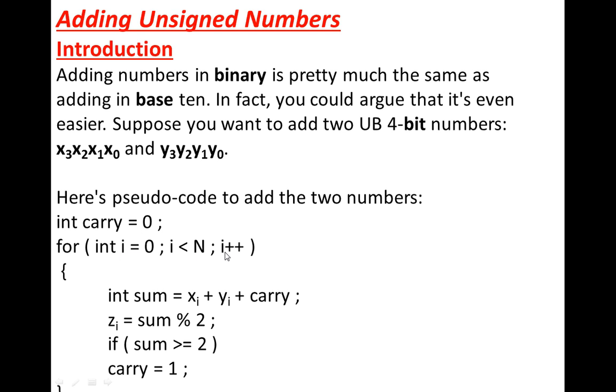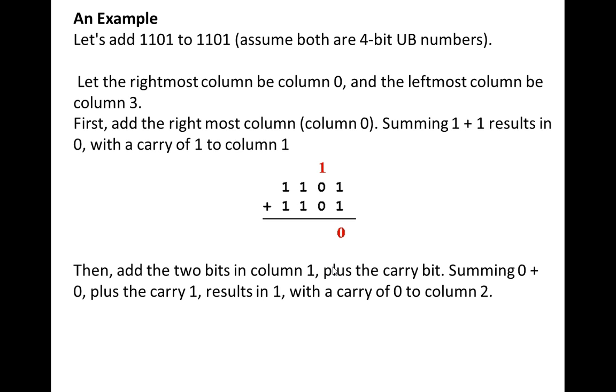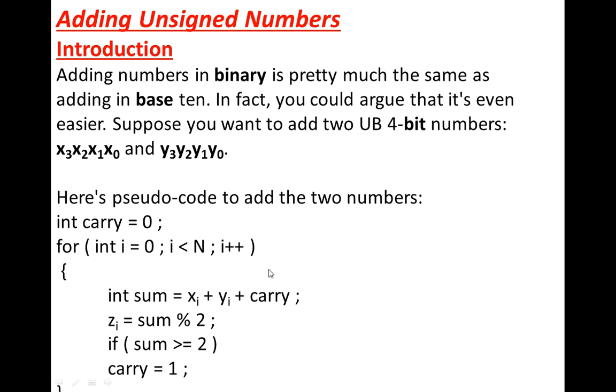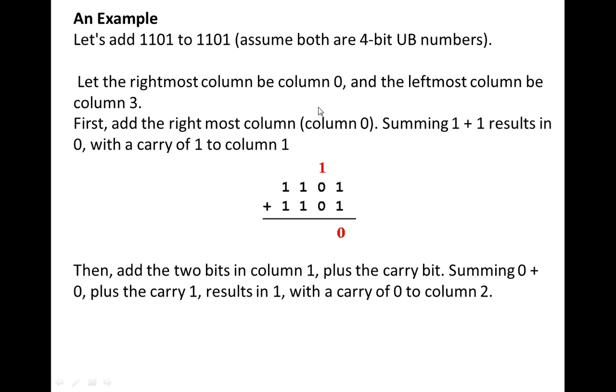Then in the next iteration, i becomes 1 and 1 is less than or equal to n, that is the n value. The condition is true. Now i is 1, so it will add x1, y1 plus carry, that is 1 if sum is greater than or equal to 2. This is how we can add unsigned numbers in C language. This is an example in C language, but in simple terms we can add the numbers very easily.